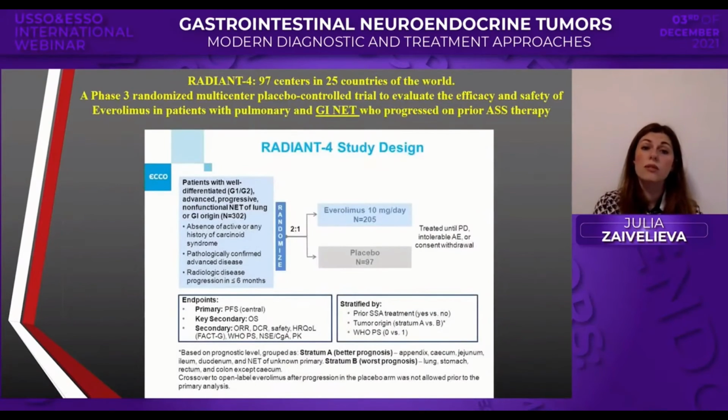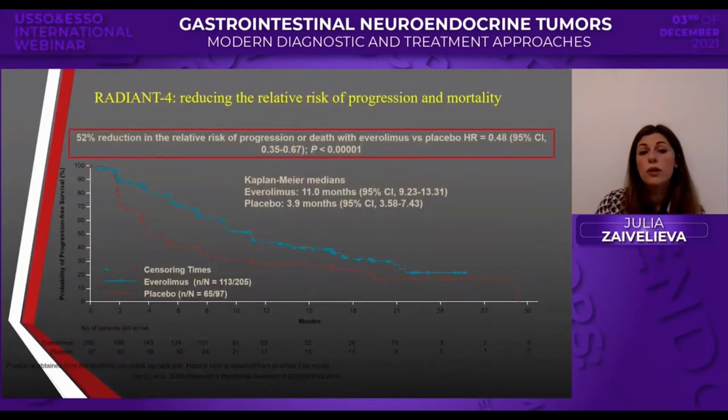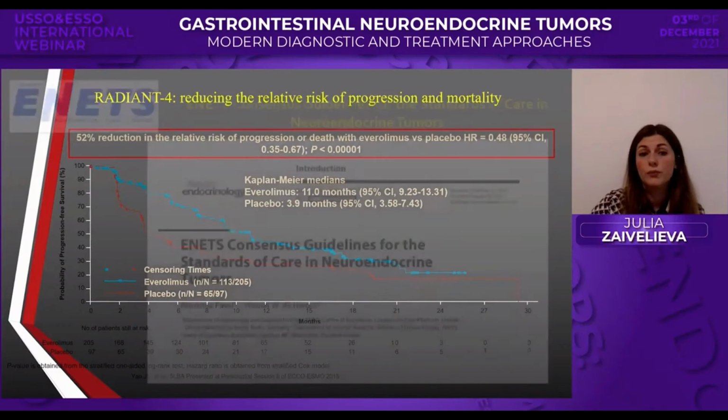RADIANT-4, a phase 3 randomized multicenter placebo-controlled trial, which was performed in 25 countries of the world to evaluate the efficacy and safety of everolimus in patients with pulmonary and gastrointestinal NET who progressed on prior somatostatin analog therapy. So the first group received everolimus, the second only placebo. They were treated until progressive disease or intolerable adverse events or consent withdrawal. So the results were a 52% reduction in the relative risk of progression or death with everolimus versus placebo.